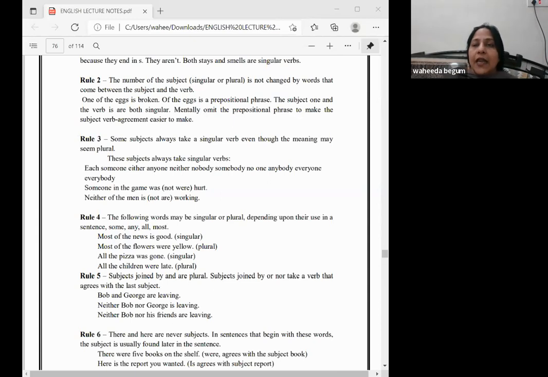If a sentence begins with here or there, the verb agrees with the subject which follows it. Here are the ways on how to preserve meat. If a sentence is starting with here or there, the verb agrees with the subject which follows it. Like, what is the verb over here?